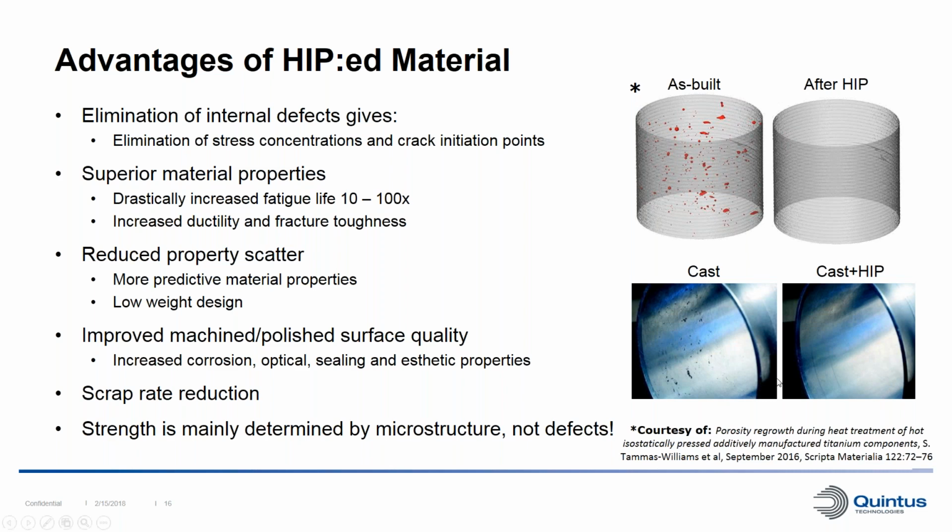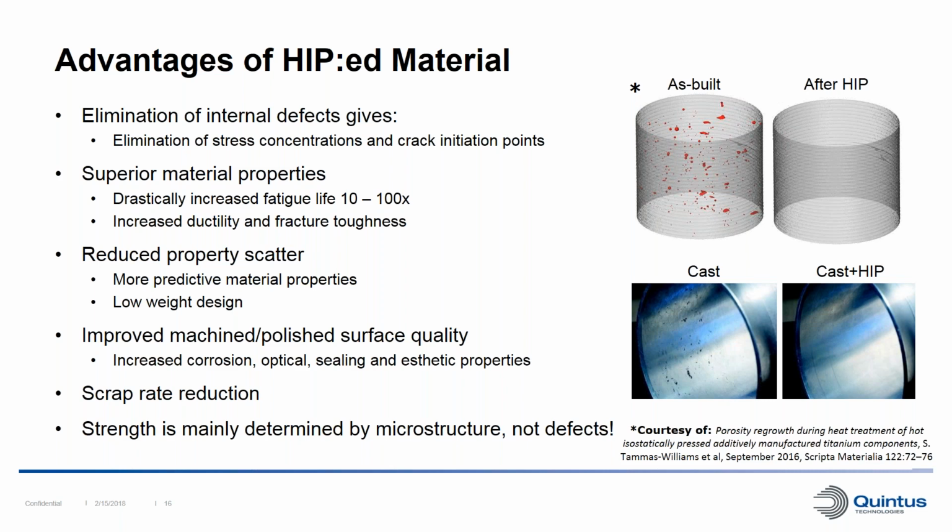And as we can see, it looks like we have a perfect surface here. And this is very important when it comes to corrosion properties, optical properties, any kind of sealing application, and also aesthetical properties. For example, hipping is actually used within the jewelry industry to be able to create these very nice surfaces that you have to have in jewelry.